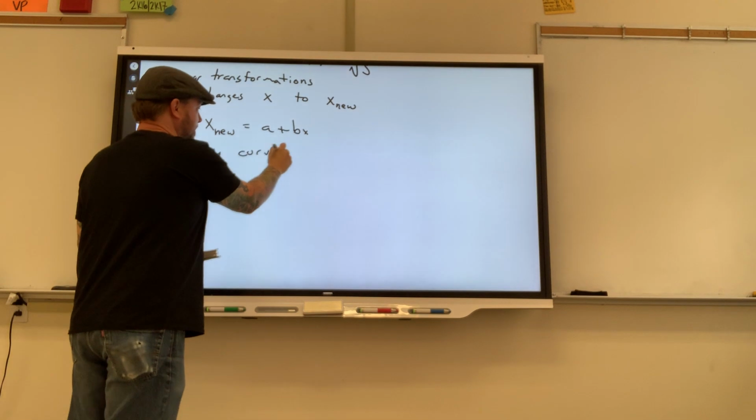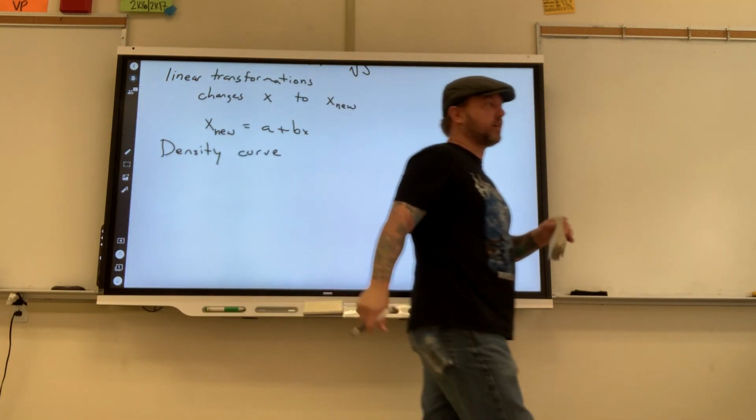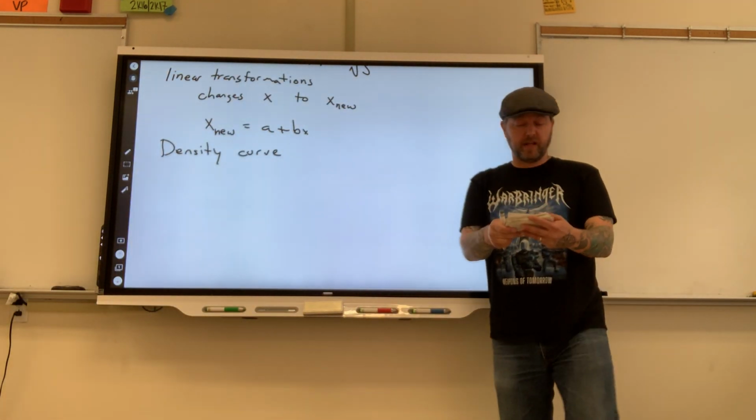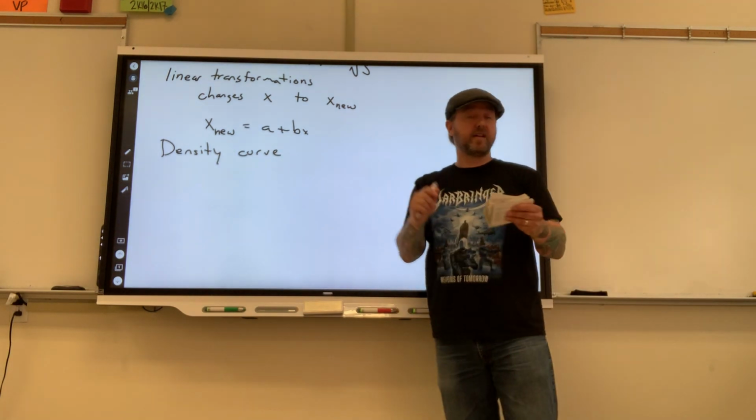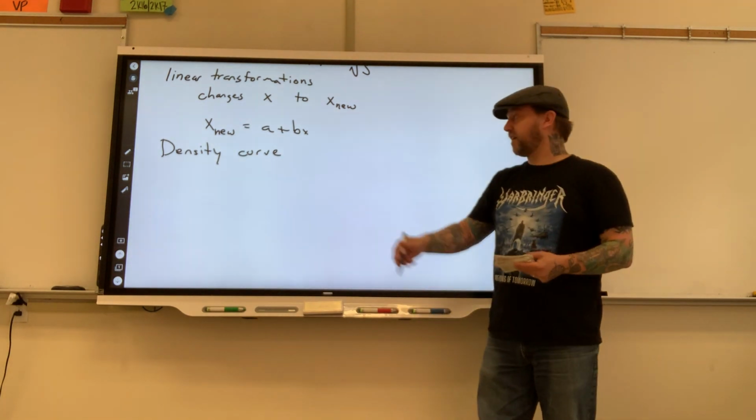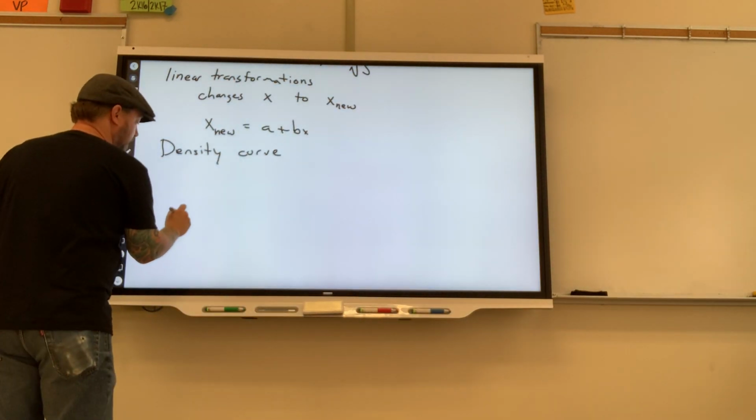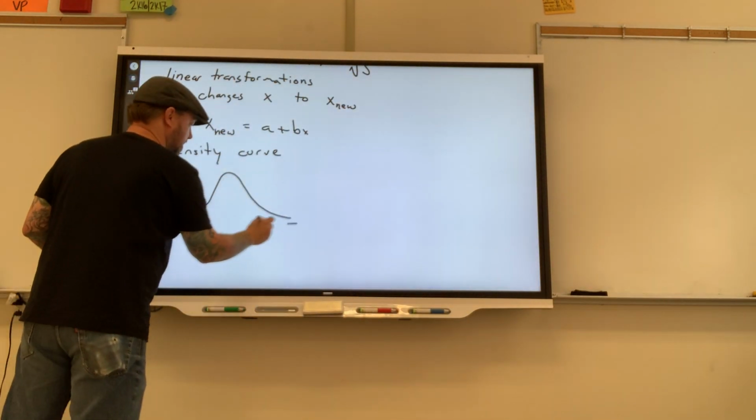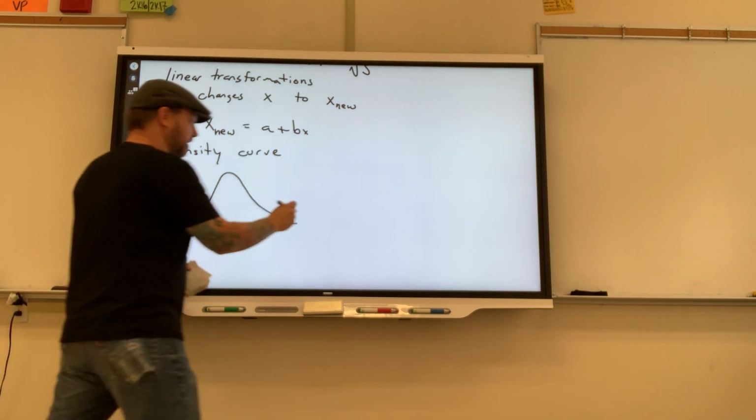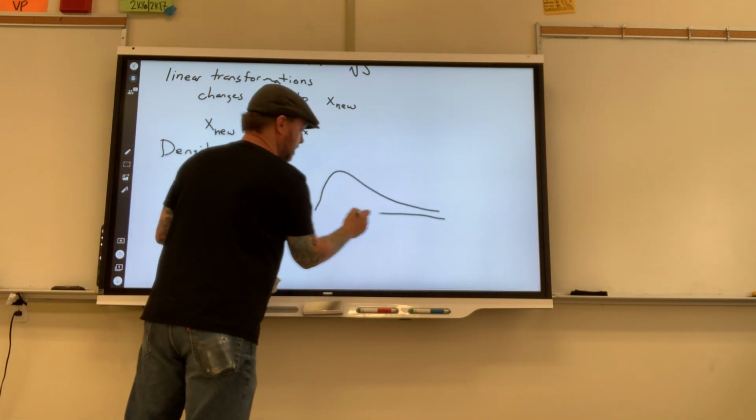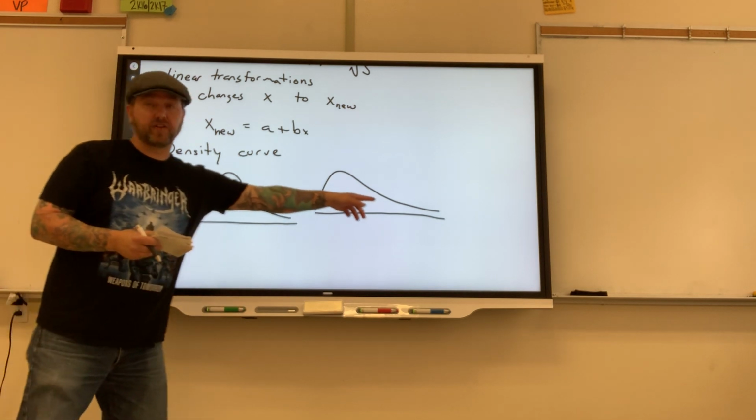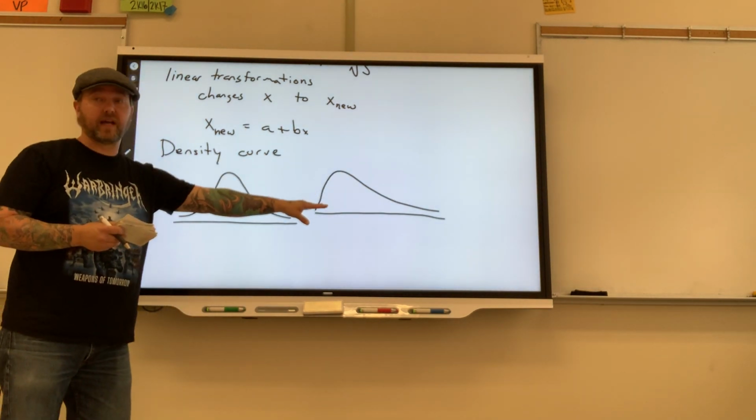Density curves. Does anybody remember a density curve? Density curves always have two things about them. They always have to be above the x-axis. They always have to have an area of 1 underneath it. So we could have a bell-shaped density curve. We could have a skewed right density curve, whatever we have.